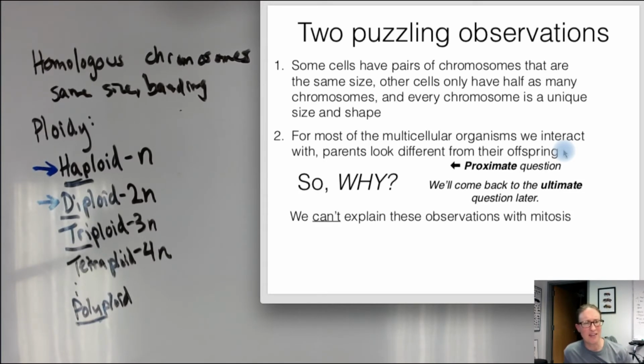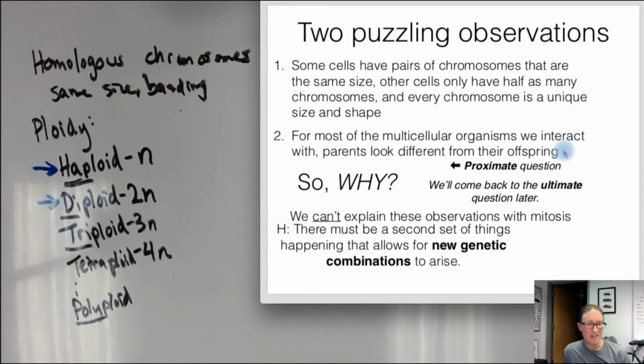And the thing is, we can't explain these observations with mitosis, right? Because with mitosis, we go from a single parent cell to 2 identical daughter cells, right? So there's no change in the total number of chromosomes and in chromosome pairing through mitosis. Every daughter cell gets a copy of every chromosome. So what that leads us to is the idea that there must be a second set of things happening to allow for new genetic combinations to arise. And those 2 things are the processes of meiosis and fertilization.